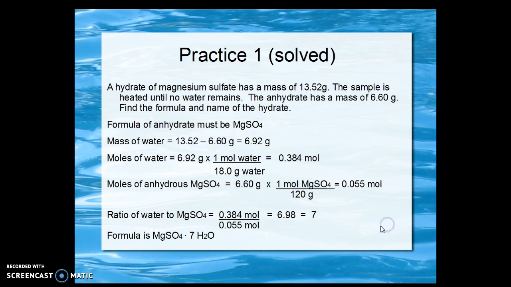Now we want to find the ratio of water to magnesium sulfate, and as you can see, it's 6.98, which is very, very close to 7. So here is the formula, MgSO4.7H2O, and we would call this magnesium sulfate heptahydrate. Now we're going to show you 6 more problems which you can write down and solve. They are not solved for you here.